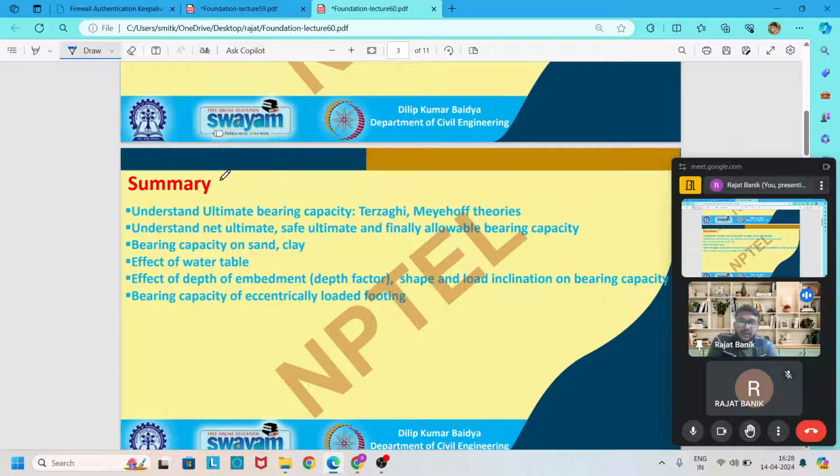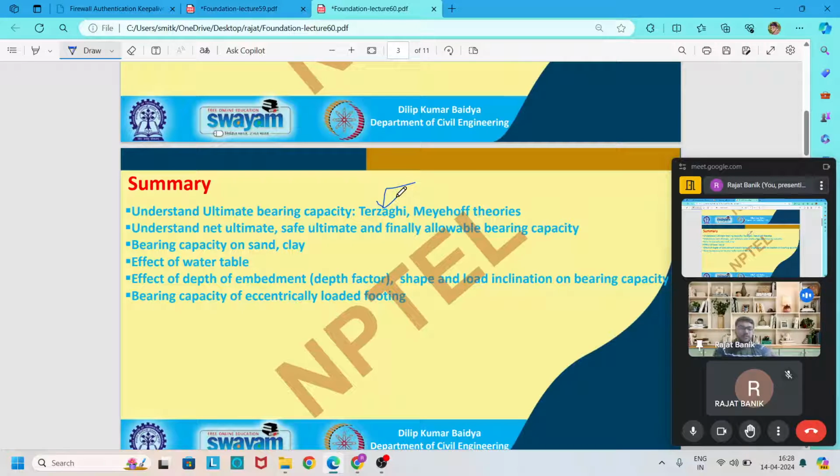Then understand the ultimate bearing capacity. In this course, at the very beginning, we studied the shallow foundation. In shallow foundation, we studied the ultimate bearing capacity theories given by Terzaghi, Meyerhof, and others. Terzaghi is the one who gave the first bearing capacity formula based on the strip footing, and they also maintained some assumptions to find this bearing capacity formula.